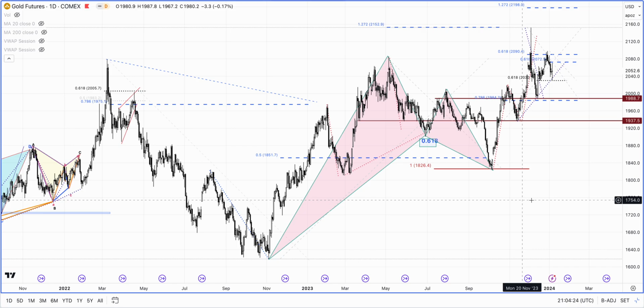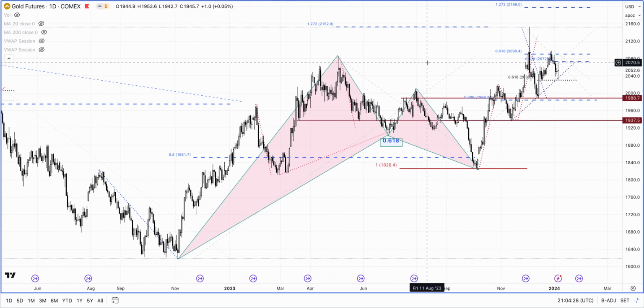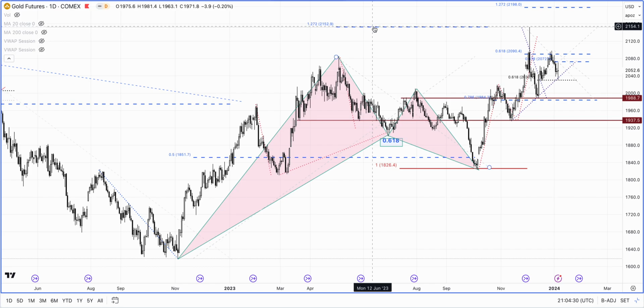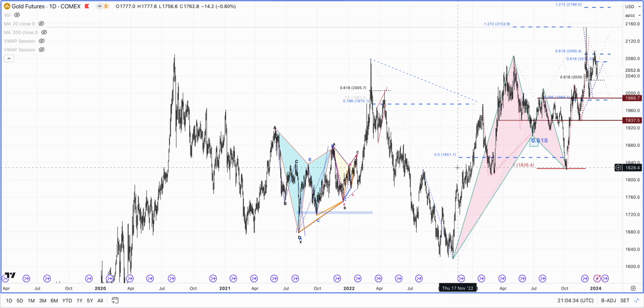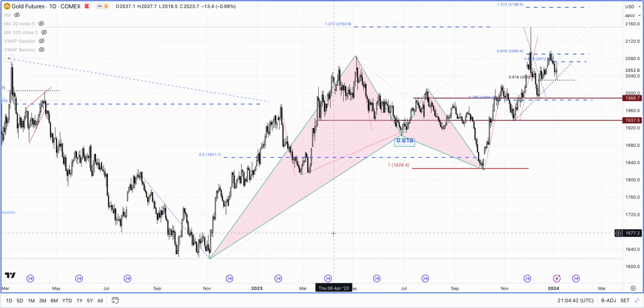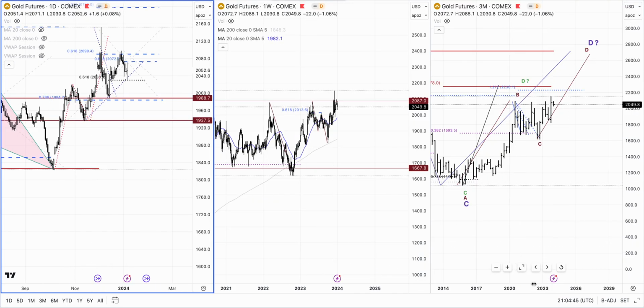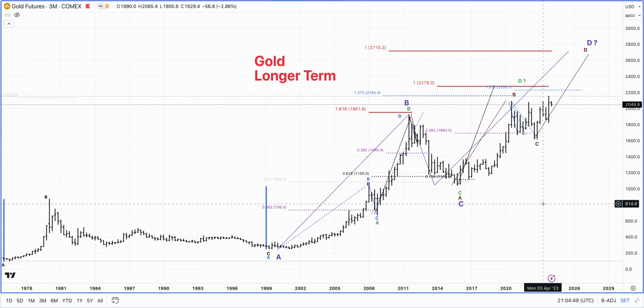Now, just moving down to the daily chart really quickly. Here we go. So we see this 2152. That's the 1.272 expansion which I was talking about. We are very close to that level. So really, from a longer term perspective, just going back to this long term chart, this is what we are looking at in terms of the gold market.